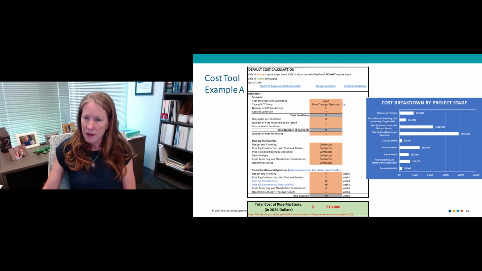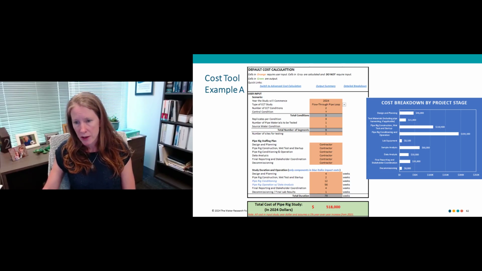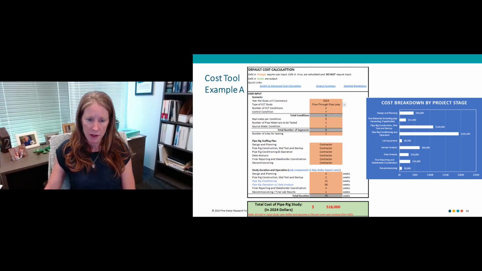And on the right, you can see the breakdown of that $500,000 in terms of cost components. And so maybe you have a budget and you're trying to think about how can I do this a little bit less expensively. You can play around with this default cost tool to see where can I cut costs and still achieve my project objectives.